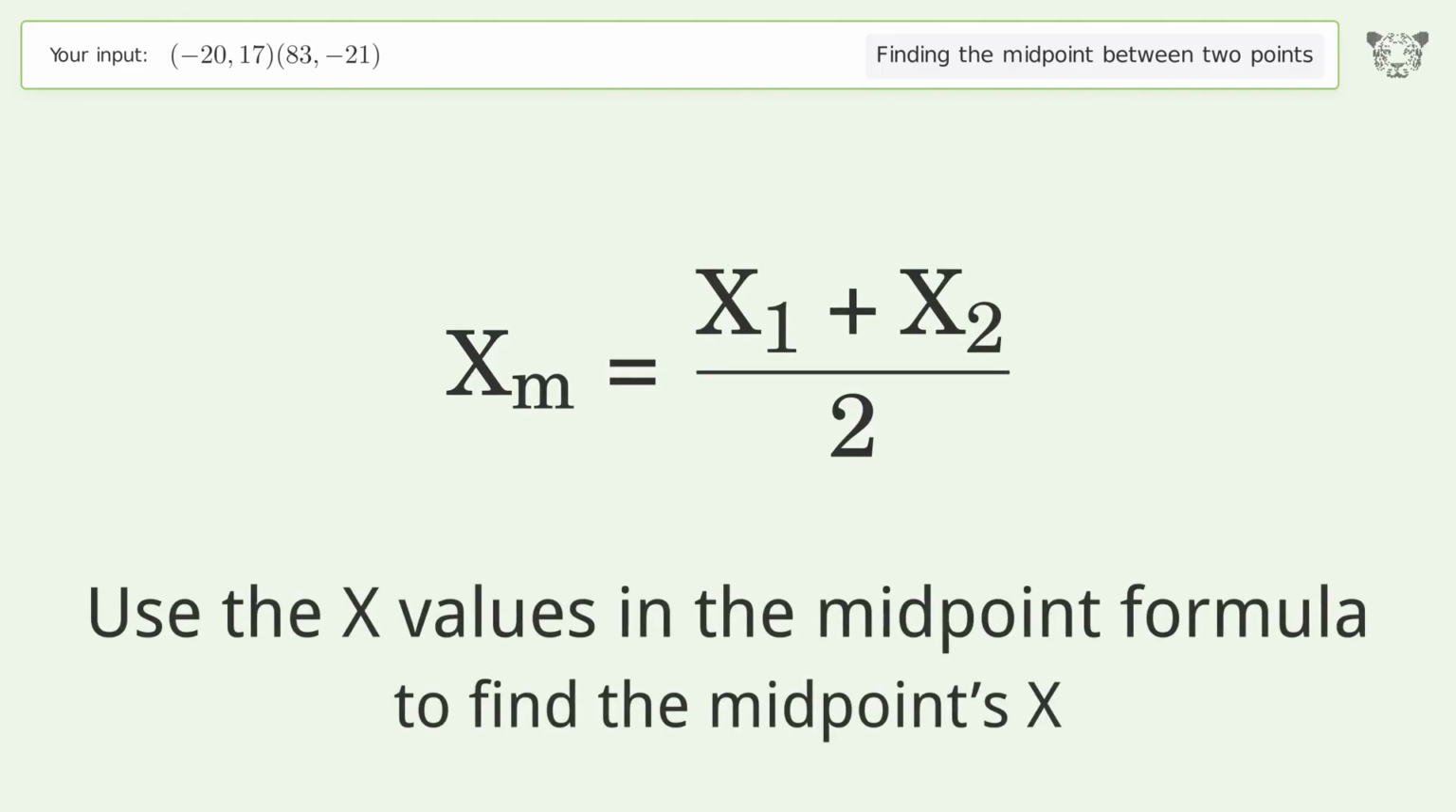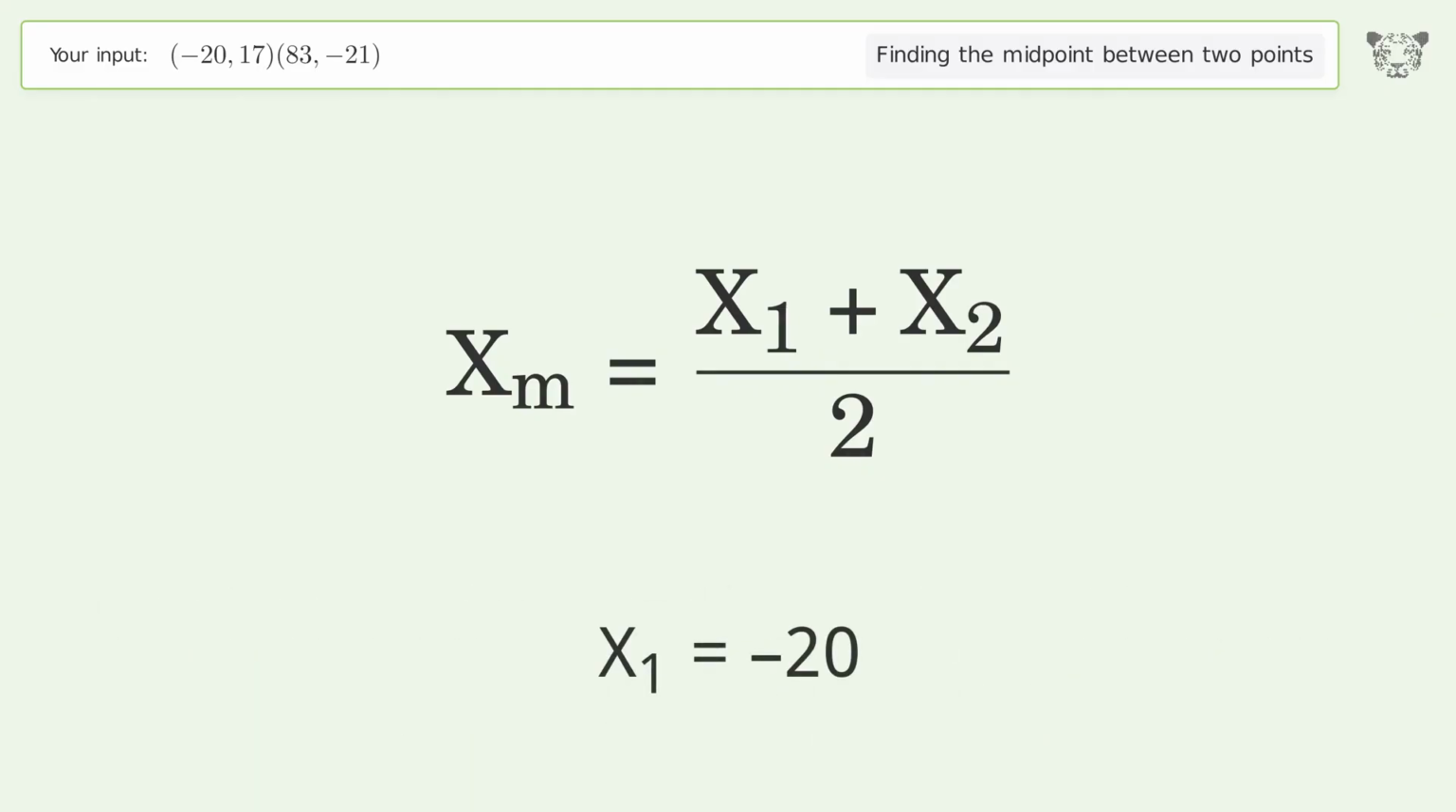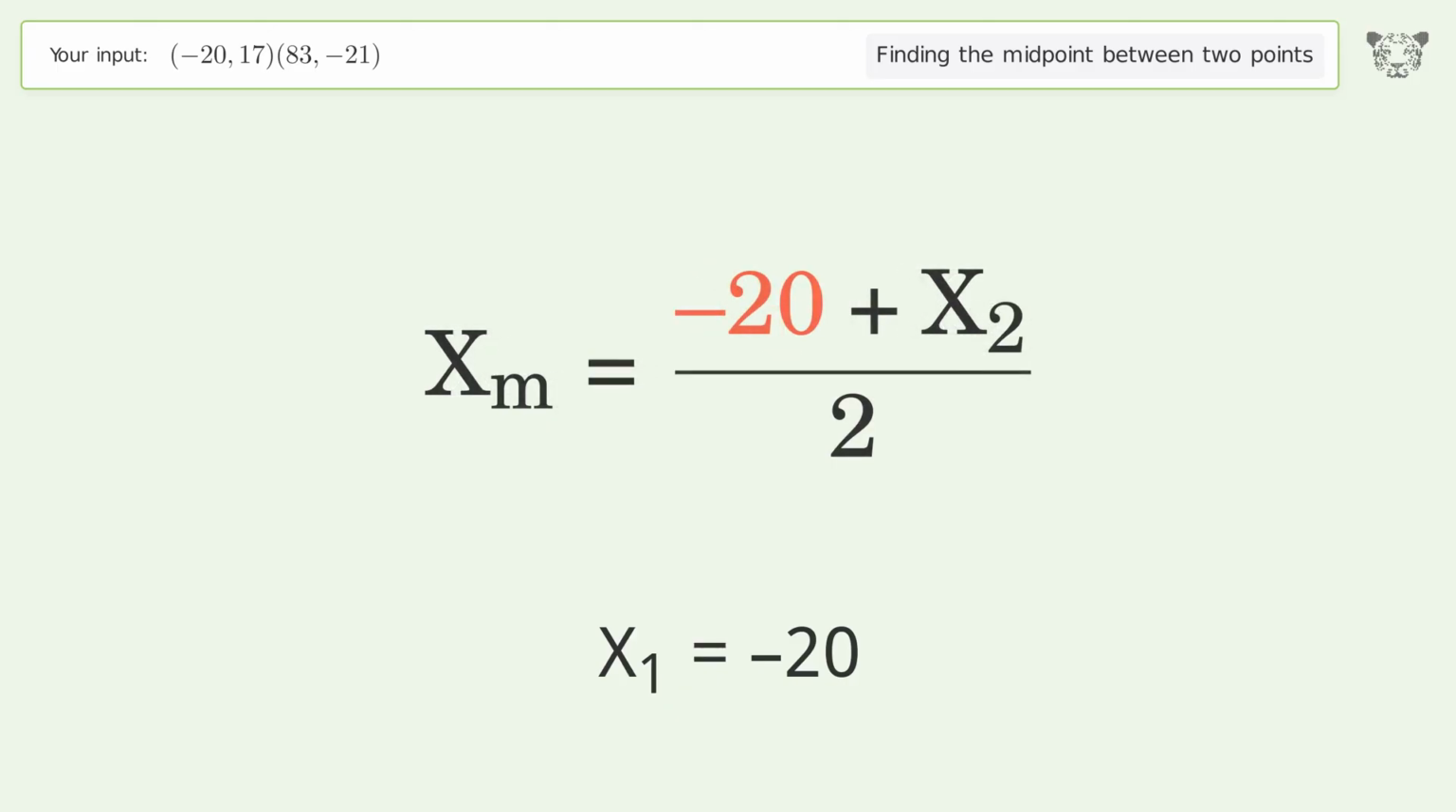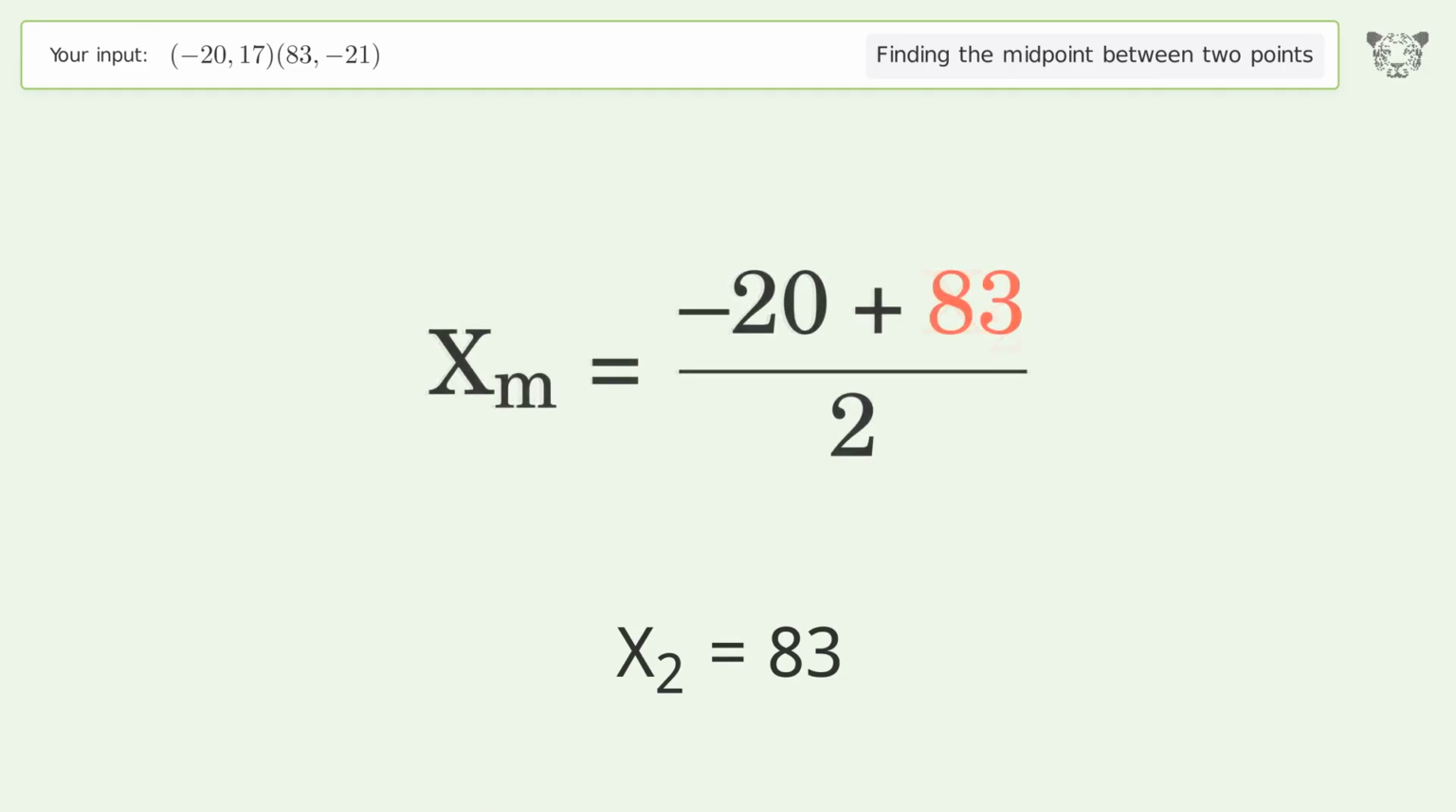Use the x values in the midpoint formula to find the midpoint's x. x1 equals -20. x2 equals 83. Simplify the arithmetic.